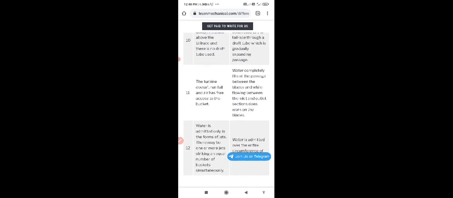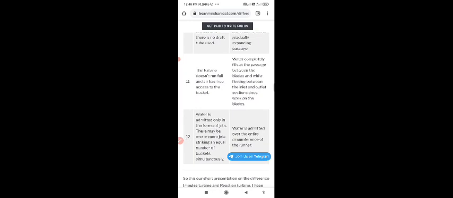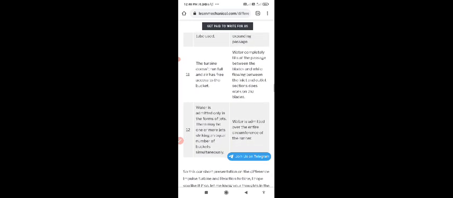11th one, in impulse turbine, the turbine doesn't run full and air has free access to the bucket. In reaction turbine, water completely fills the passage between the blades and, while flowing between the inlet and outlet sections, does work on the blades.